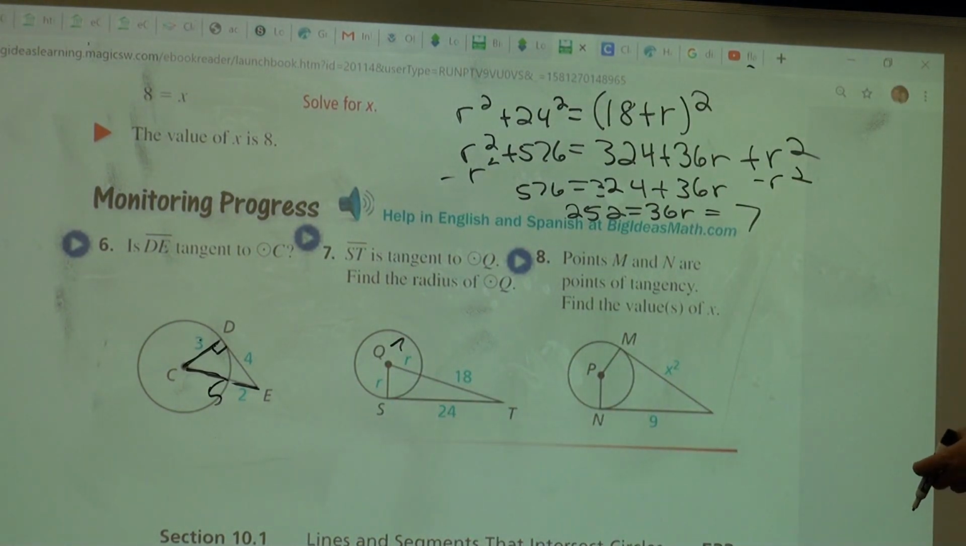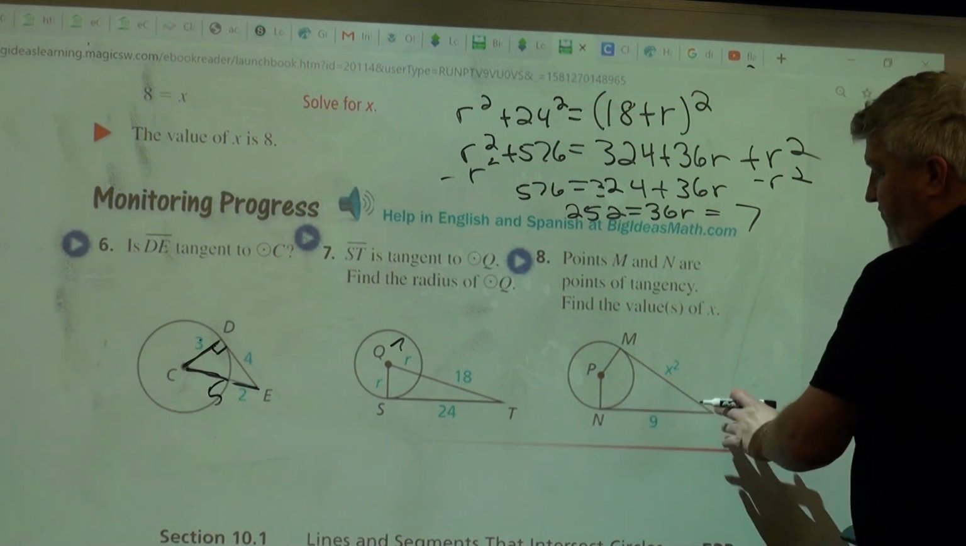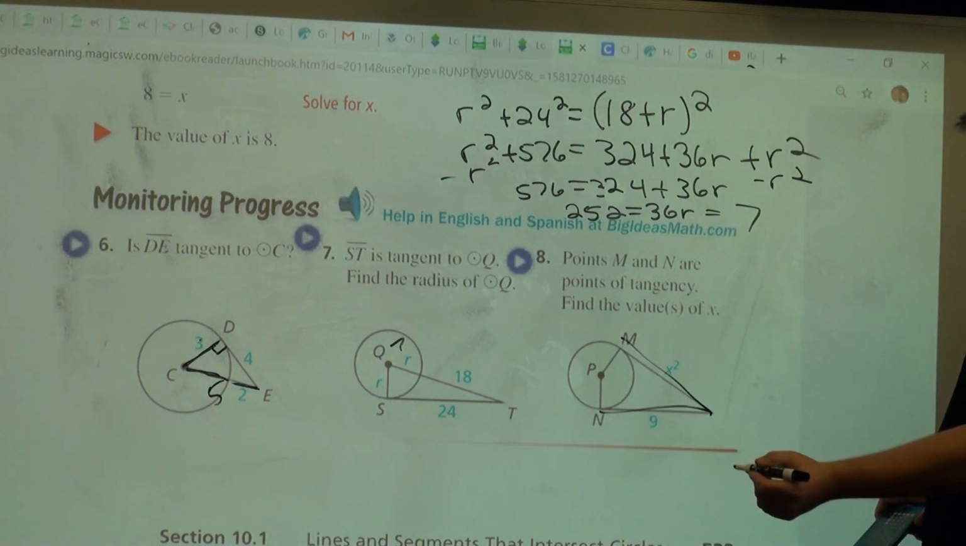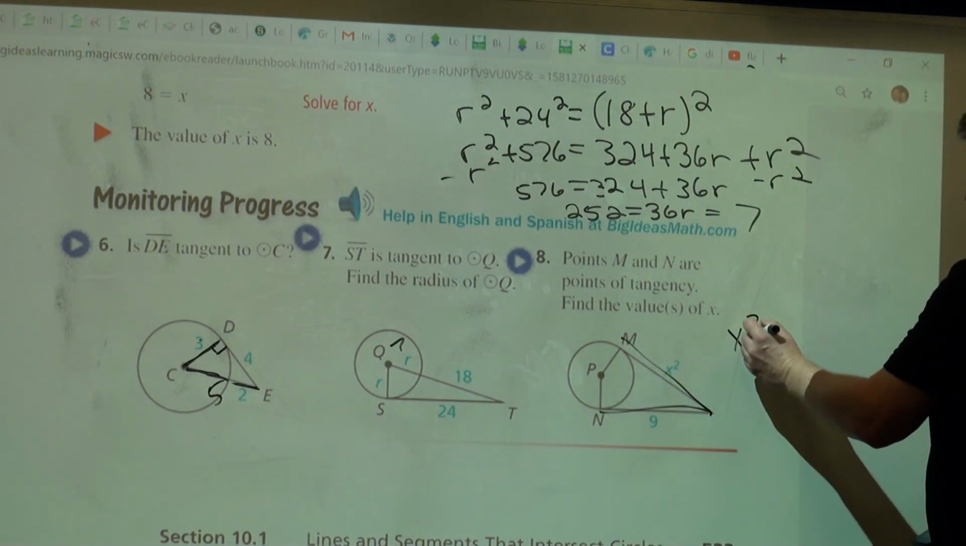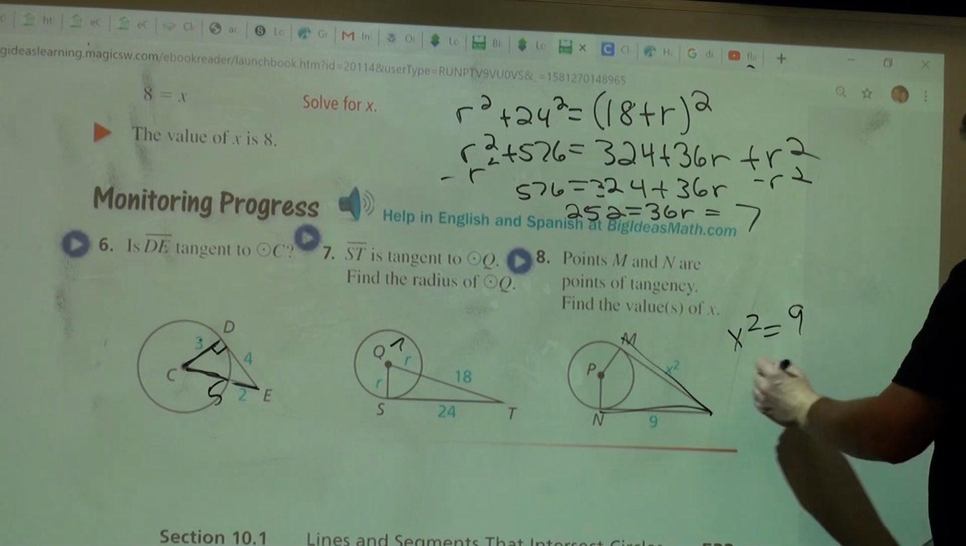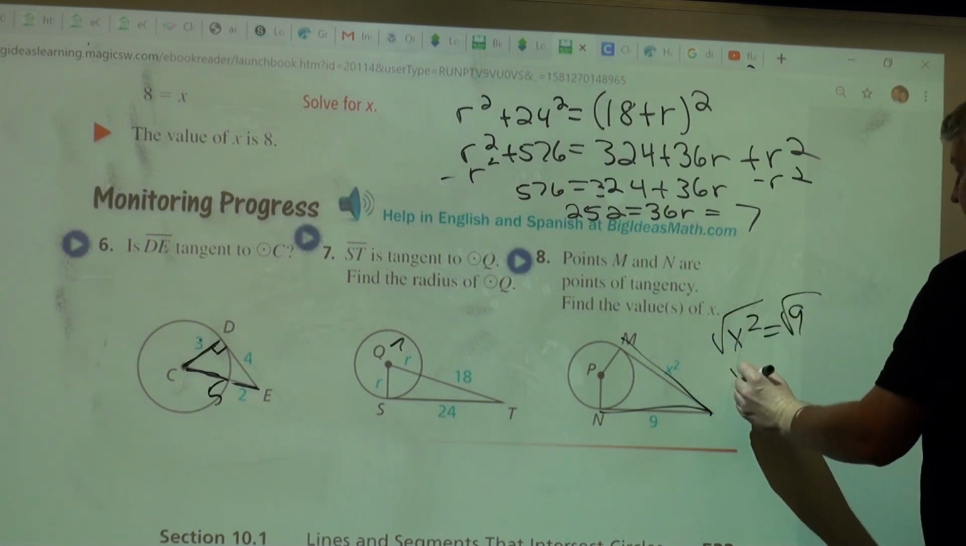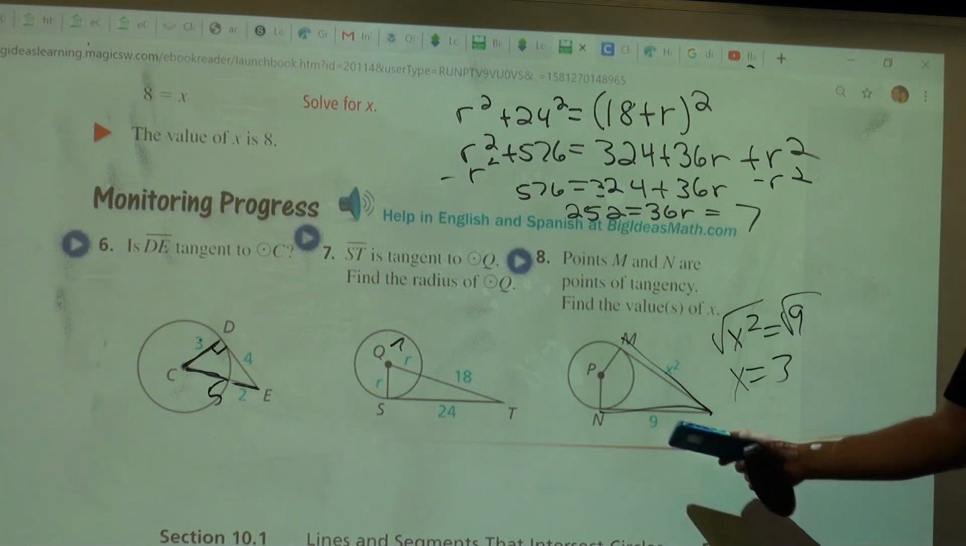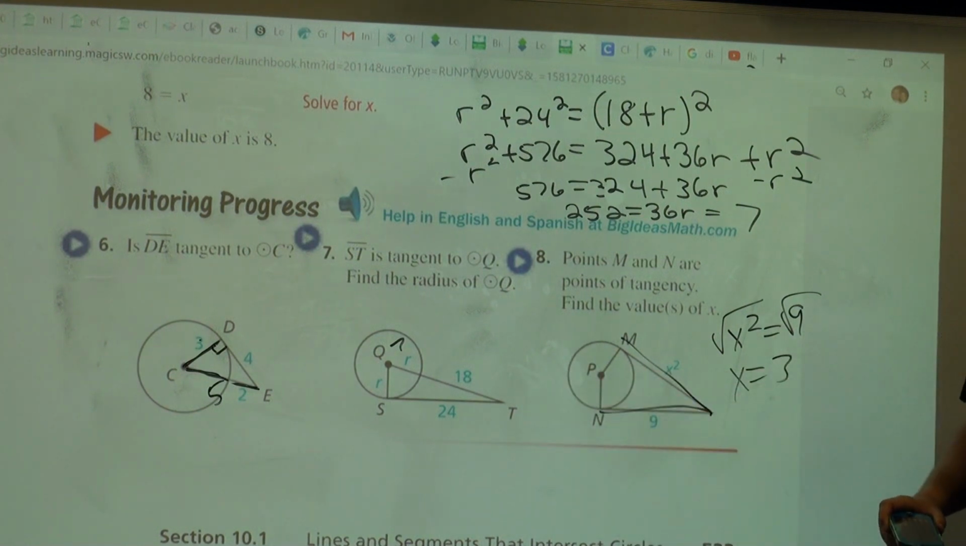Lastly, points M and N are points of tangency. Find the value of x. This one's very easy. It's giving you 2 lines that are tangent from the same point, which means they're equal. Set those equal to each other. x squared equals 9. Square root both of them. I have x equals 3. Piece of cake, that last one. The most tricky one is probably the second one. All right? So that's the lesson.